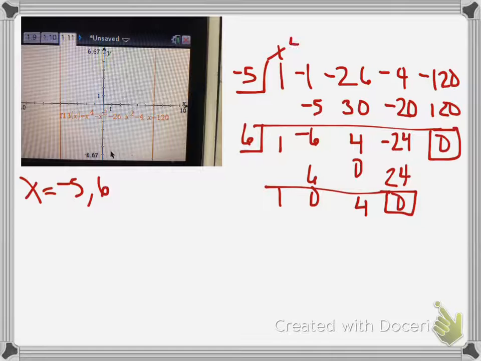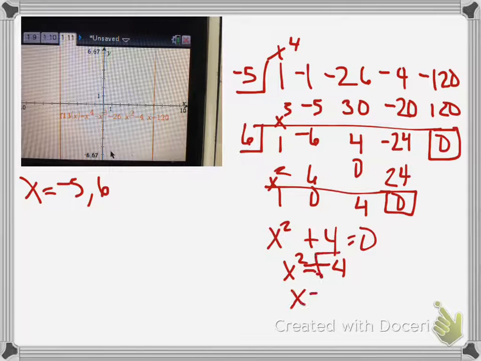Got an answer? Yes, it is. Now, that's x to the 4th, x cubed. That means the last row is an x squared. So that is x squared plus 4. We move the 4 to the other side. Take the square root, and the square root of 4 is 2, but we always put plus and minus. And because it's a negative, there is an i. Bam! And now I have all 4 of my answers.